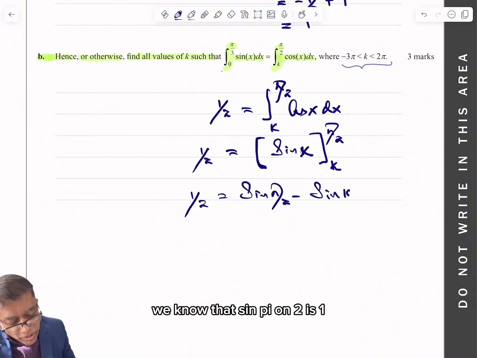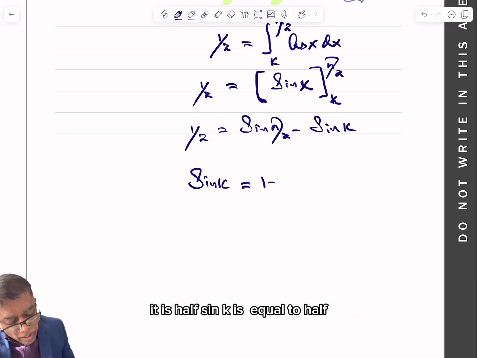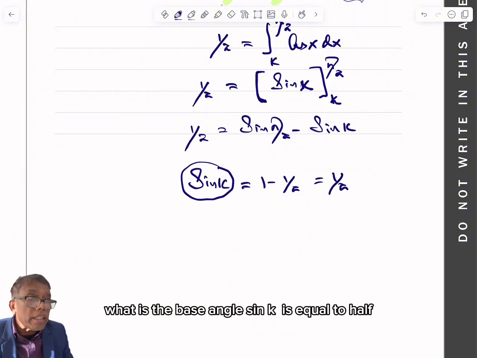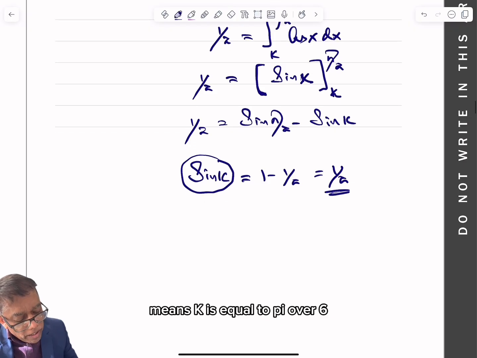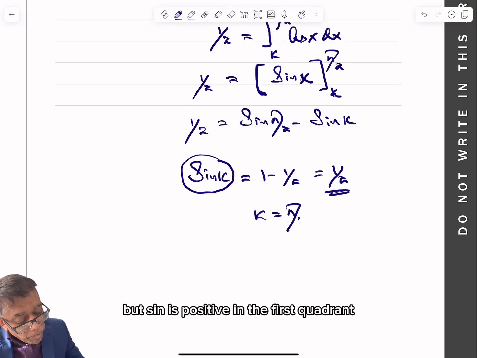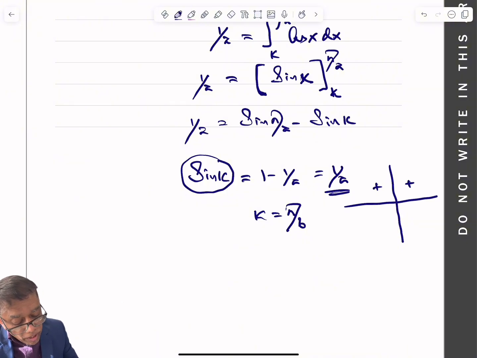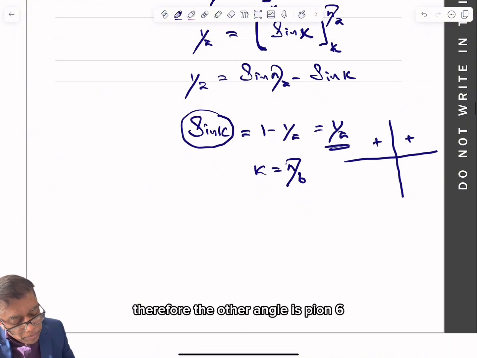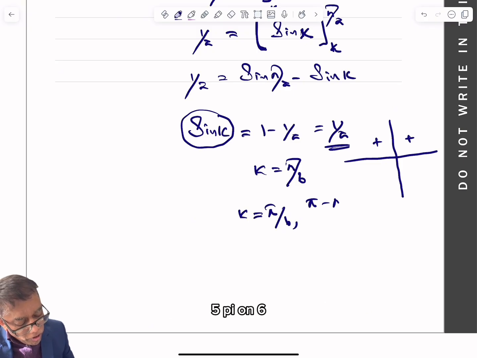We know that sin pi on 2 is 1. Therefore, sin k is equal to 1 minus half. It is half. Sin k is equal to half. What is the base angle? Sin k is equal to half means k is equal to pi over 6. But sin is positive in the first quadrant and the second quadrant. Therefore, the other angle is pi minus pi over 6, which is 5 pi on 6.